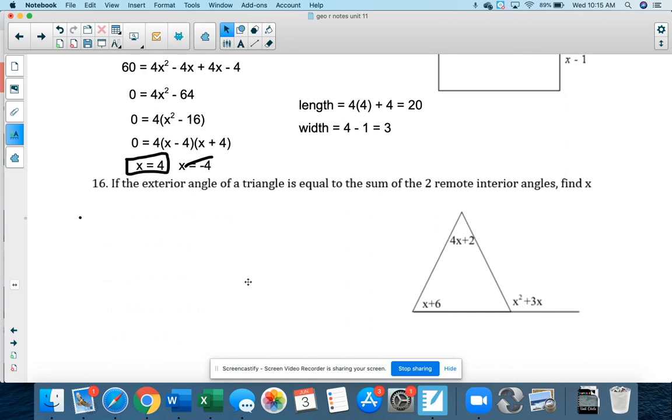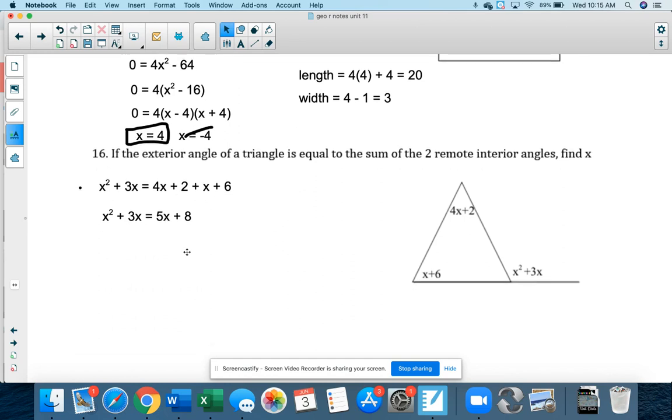Okay, number 16, the exterior angle of a triangle is equal to the sum of the two remote interior angles. So this x squared plus 3x is equal to 4x plus 2 plus x plus 6. All right, I combine these. 4x plus x is 5x. 2 plus 6 is 8. So x squared plus 3x, there's nothing to combine on the left. 4x plus x on the right is 5x. 2 plus 6 on the right is 8.